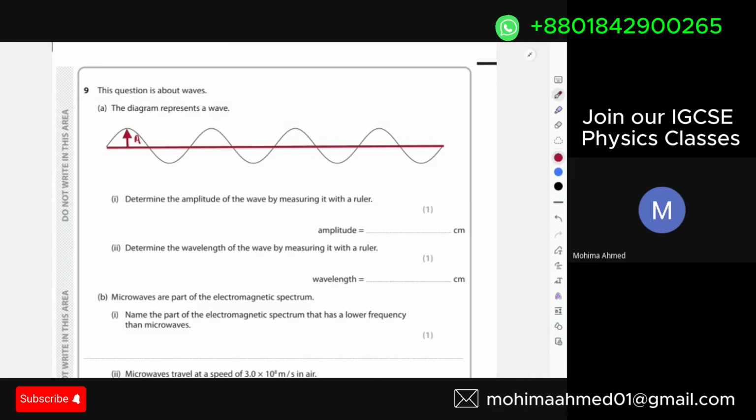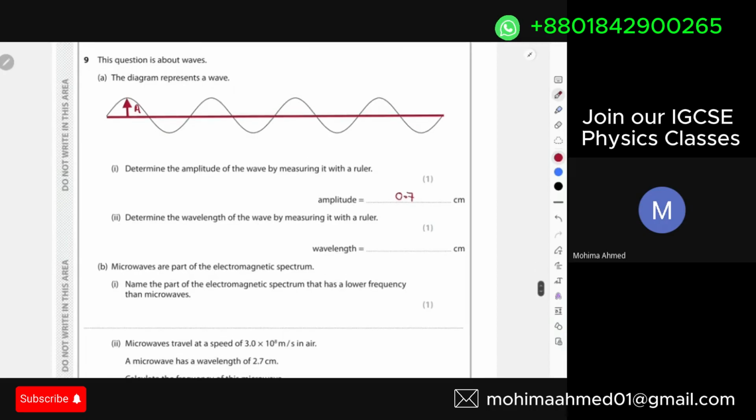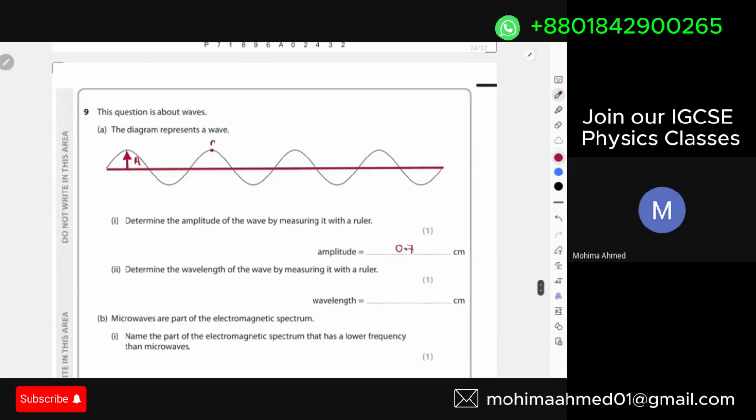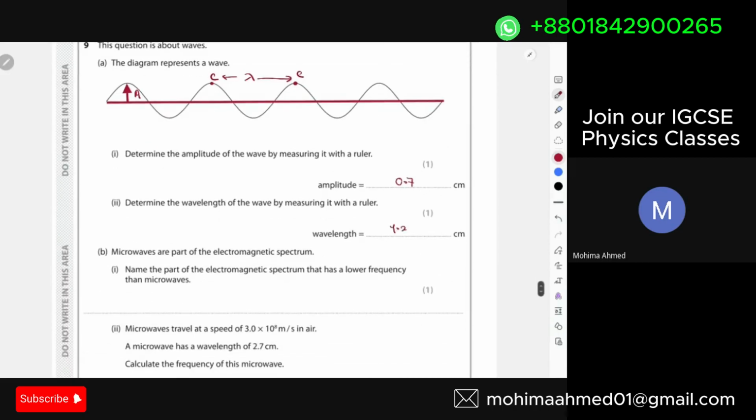So I'll consider any value for amplitude. That's not even 1 centimeter, right? So I'll consider that it is 0.7 centimeter. This is just a random value. And determine the wavelength of the wave by measuring from the ruler. Again, same thing, from one crest to another crest. I'm considering that as my one wavelength. So for one wavelength, this is approximately how much? 1.3 centimeters. I do not know, you have to take the measurement from the diagram, but this is how you will take the measurement from this top point to this top point, whatever the value that you get.